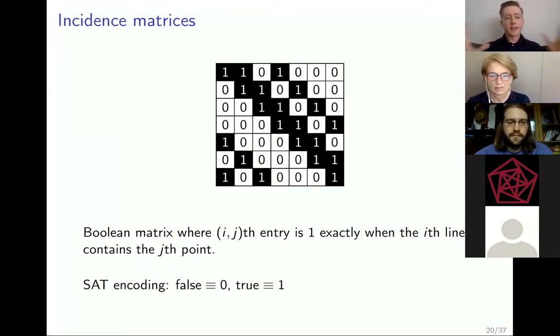We have a 0, 1 matrix. The 1 in the ijth entry is going to denote that the ith line contains the jth point. So the rows signify the lines, and the points are signified by the columns. The SAT encoding is very nice because, since this is just a 0, 1 matrix, every entry just gets its own variable. When we're encoding this into Boolean logic, false variables will denote a 0, true variables will denote a 1.